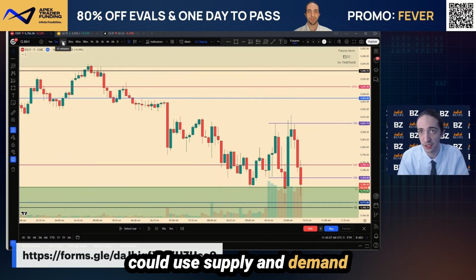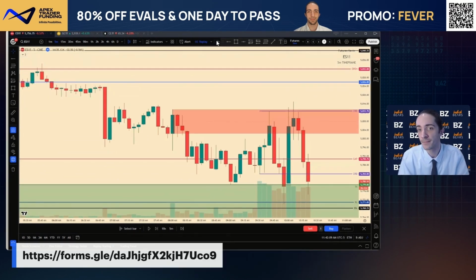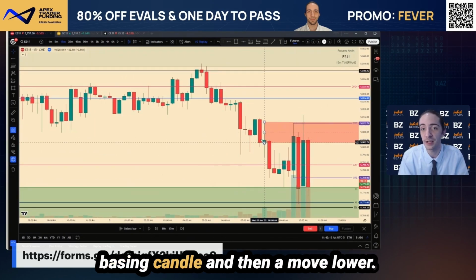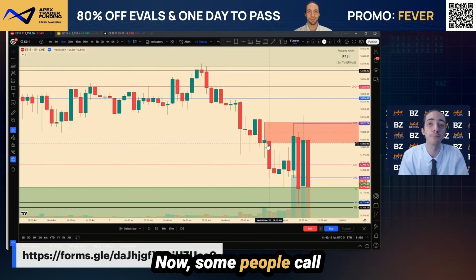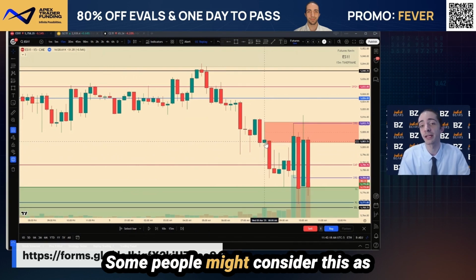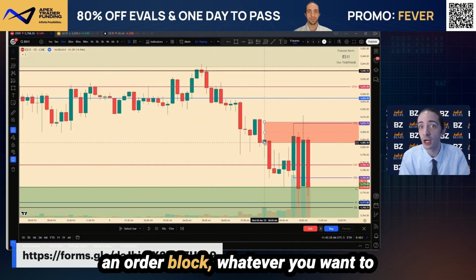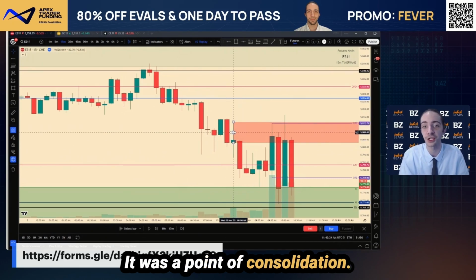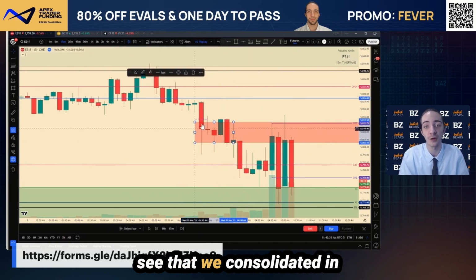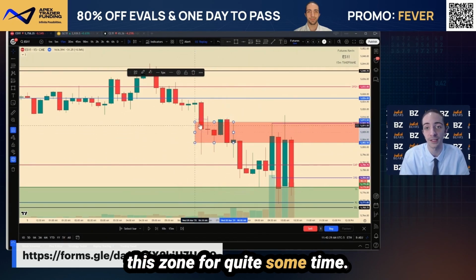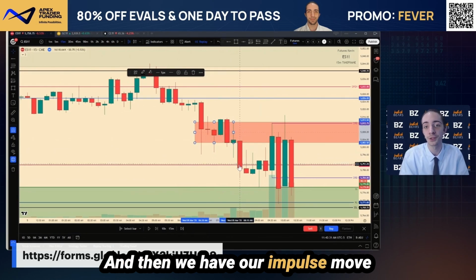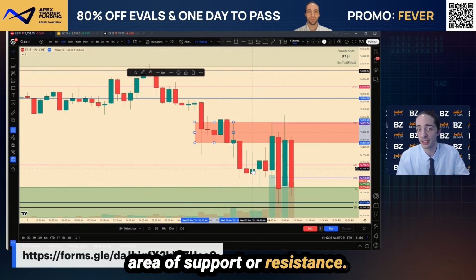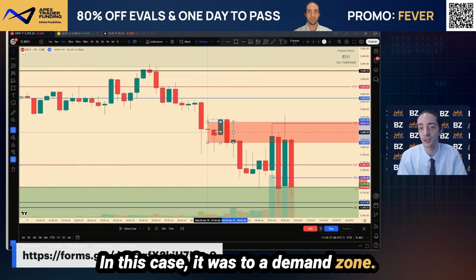We could use supply and demand like I just showed before. And that would be with the 15-minute. We would look for some type of basing candle and then a move lower. Now, some people call this a supply zone. Some people might consider this as an order block. Whatever you want to call it, we want to find it the same way. It was a point of consolidation. And if we even look left, we see that we consolidated in this zone for quite some time. And then we have our impulse move away from it towards some other area of support or resistance. In this case, it was to a demand zone.